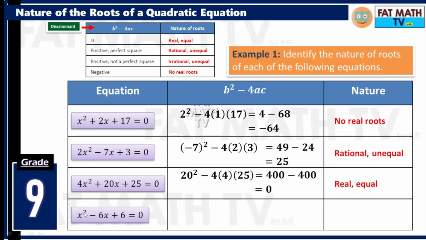Number 4, a is positive 1, b is negative 6, and c is positive 6. So b squared minus 4ac is equal to negative 6 squared minus 4 times 1 times 6. Negative 6 squared is 36. Negative 4 times 1 times 6 is negative 24. 36 minus 24 is 12. 12 is a positive number, but not a perfect square. Therefore, the roots are irrational and unequal.